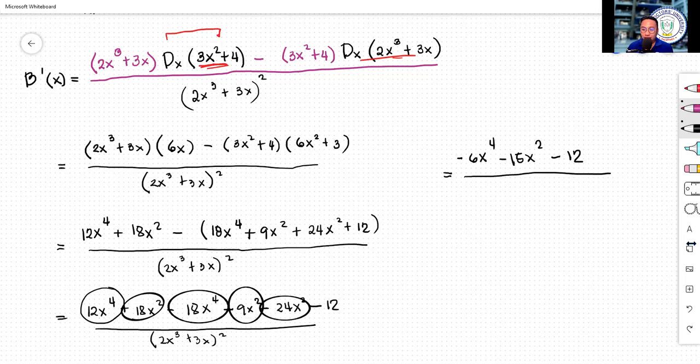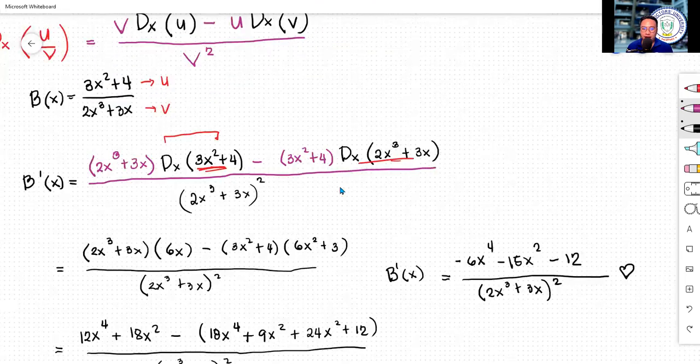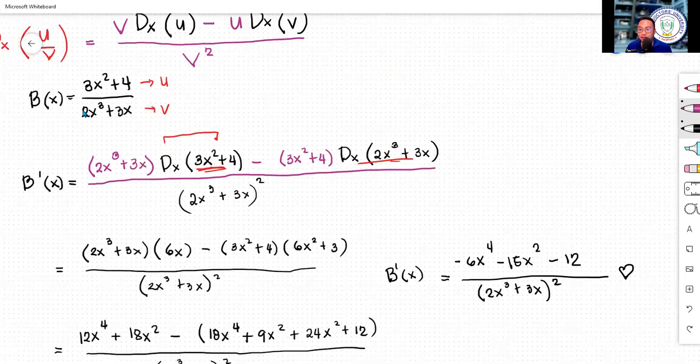And then don't forget your denominator, 2x cubed plus 3x raised to the power. That's your final answer. This is the derivative of the function b of x equals 3x squared plus 4 over 2x cubed plus 3x.